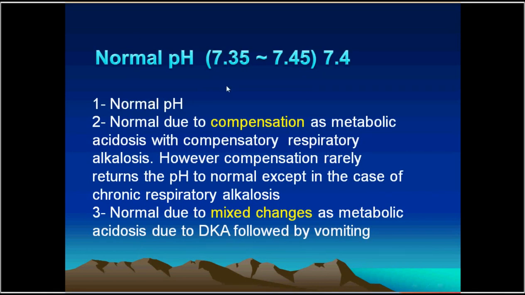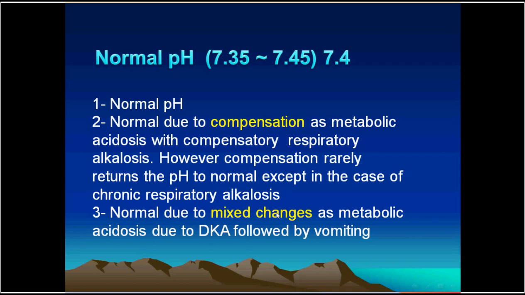When you look at the ABG, it is normal. It's good. Normal means that this is normal, or it may be normal due to compensation. This patient is having metabolic acidosis, so it's compensatory respiratory alkalosis, and the pH is normal. So normal does not mean that the pH is normal. You have to look at and interpret what's meant by it.